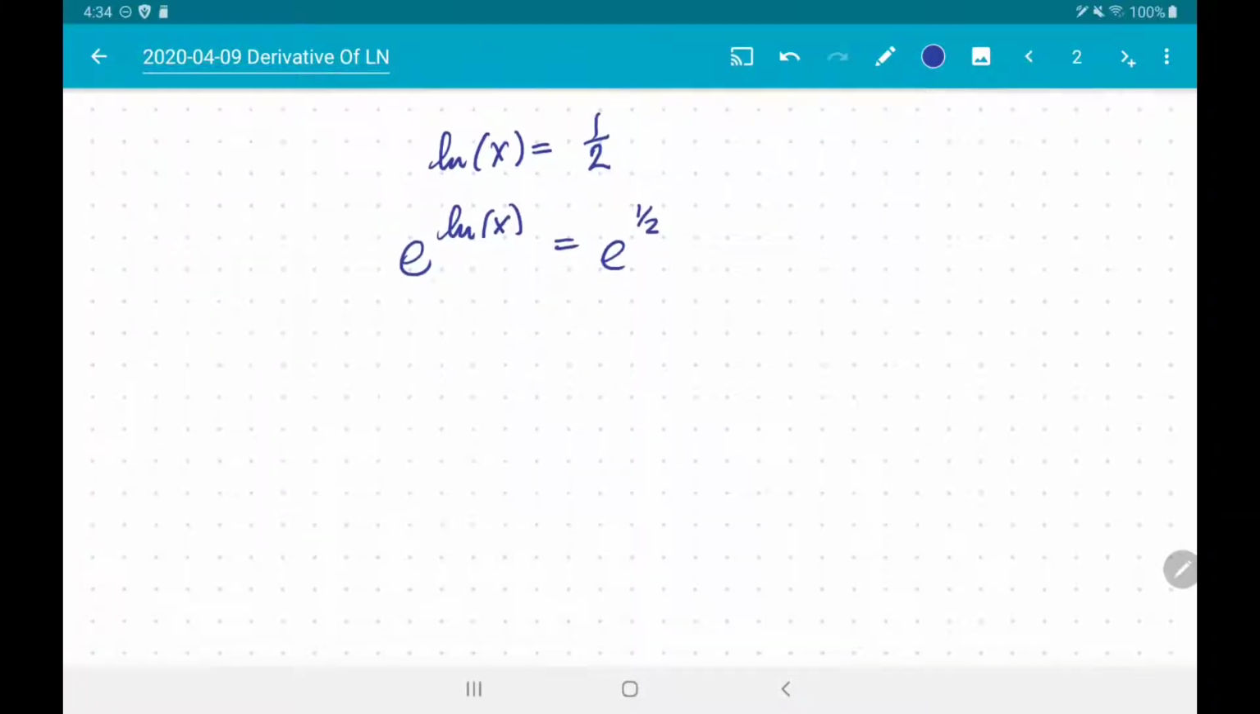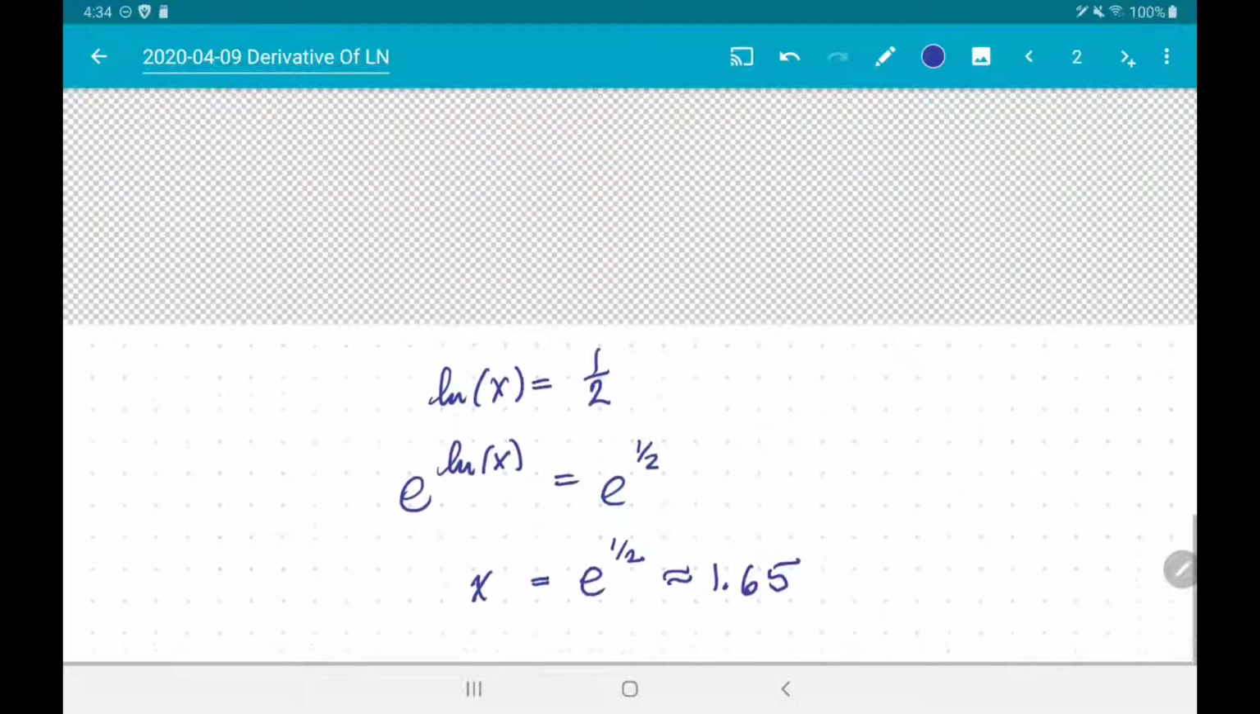And the point of doing that is that over here, e to the ln of something simplifies to just the something, and we're left with x equals e to the 1/2. In case you're wondering, you can use your calculator to do this and find out that e to the 1/2 is approximately 1.65. Now remember where we're going with this.